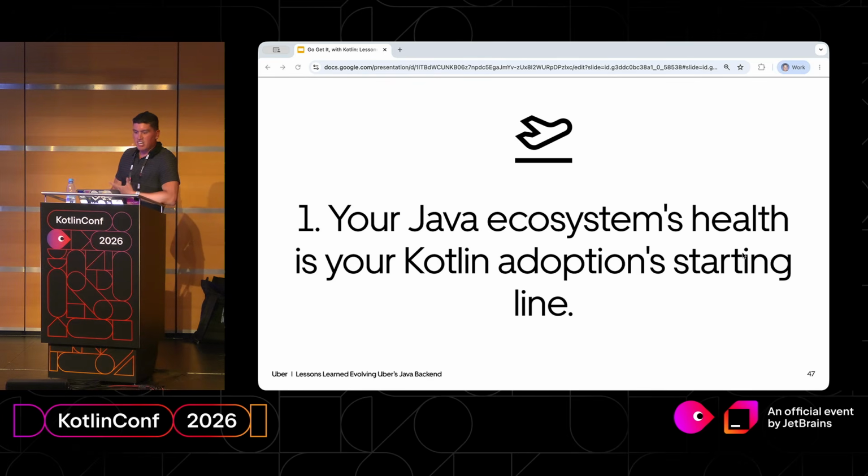Number 1, your Java ecosystem's health is your Kotlin adoption starting line. So in the beginning for backend, our bottleneck wasn't actually Kotlin, it was the existing Java ecosystem. We had an old version of Spring, dependency complexity, and libraries nobody had modernized or upgraded for years. And so all that became a blocker as we tried to add Kotlin support. What you already have will determine how fast you can move going forward. While we thought the toolchain would be the hardest part, it was tricky, but it actually wasn't. The state of the Java ecosystem underneath it was.